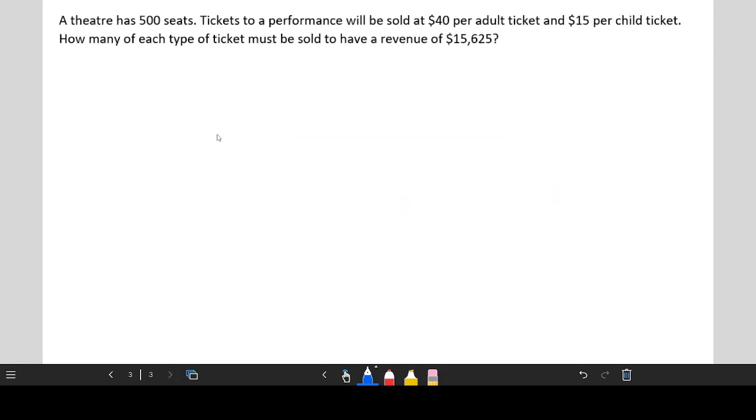All right, here a theater has 500 seats. Tickets are going to be $40 per adult and $15 per child. How many of each type of ticket must be sold to have a revenue of this much? So when you're choosing your variables, always look at what you're trying to find. How many of each type of ticket? So this time there's two pieces of information we're looking for. How many adult tickets and how many child tickets? So I'm going to call x the number of adult tickets, and I'm going to let y be the number of child tickets.